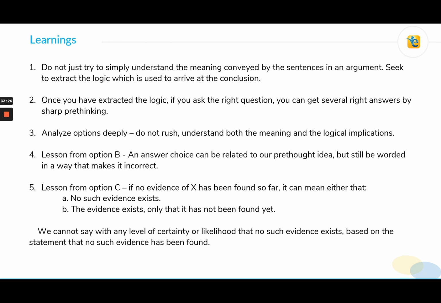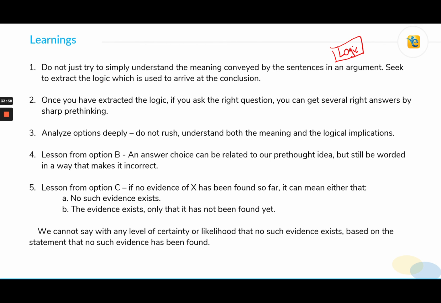So what are the learnings from this question? Quite a few. First and foremost, do not just try to understand the meaning conveyed by the sentences in the argument. Before you go to answer choice analysis and before you go to pre-thinking, specifically spend a few seconds in trying to crystallize the exact logic used to arrive at the conclusion. This logic is sometimes a very specific thing that you extract from the argument itself. This step is important. It will save you in complex questions.